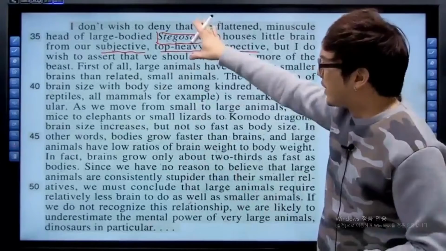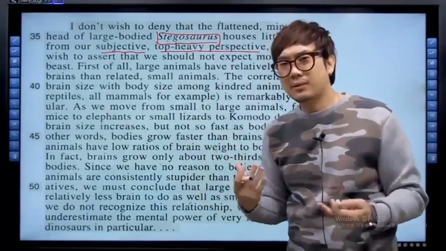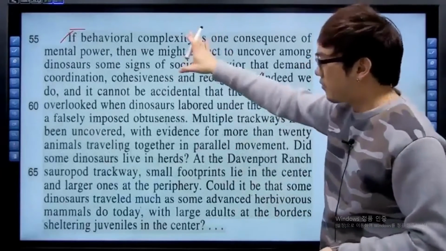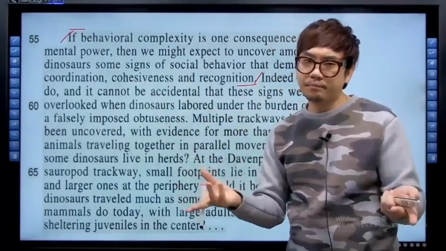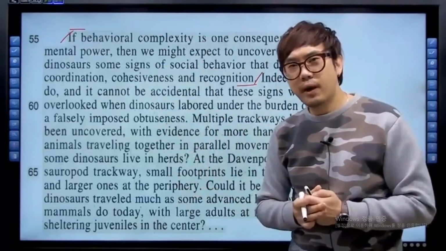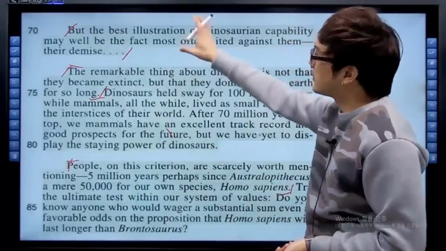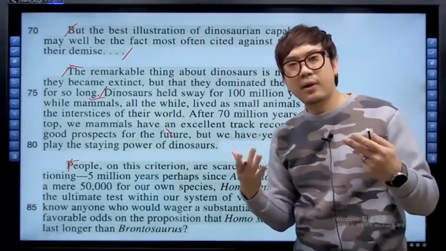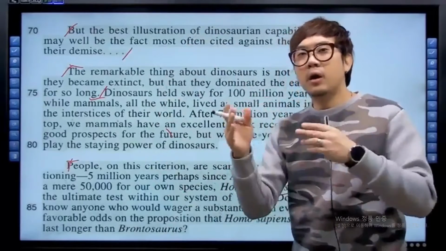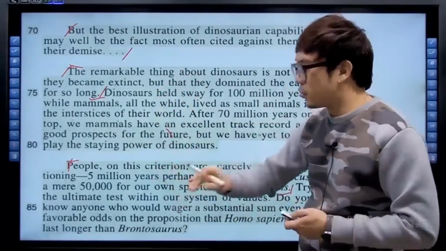And then it says, yes, I don't deny the Stegosaurus's small pea brain, but that doesn't mean anything, right? And it says there should have been behavioral complexity if the dinosaurs were smart enough, and I'm pretty sure they give you a whole lot of examples down here. And then it says the best illustration of their smartness is not their extinction, but their dominance on Earth for quite a long time, and they compare that with human beings, right?